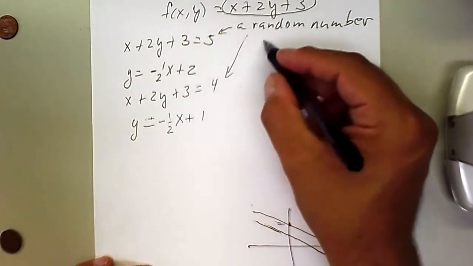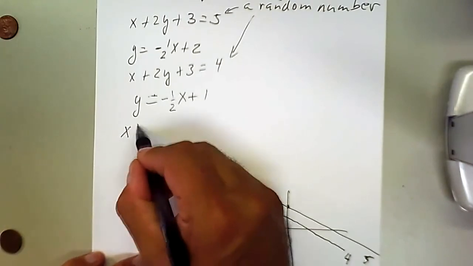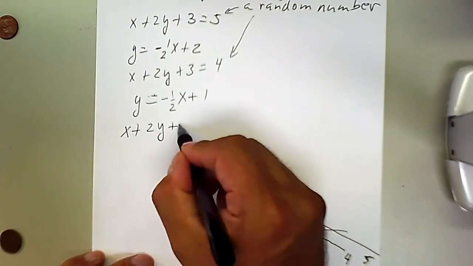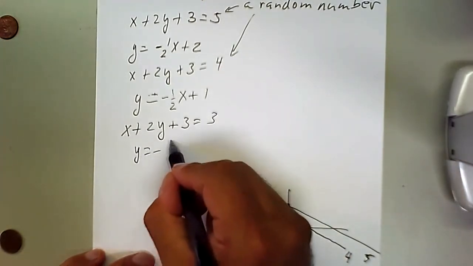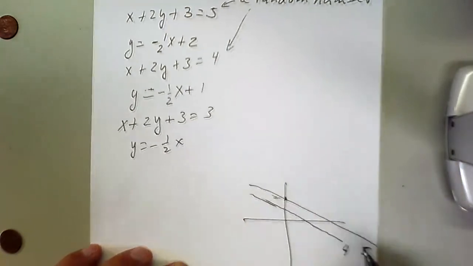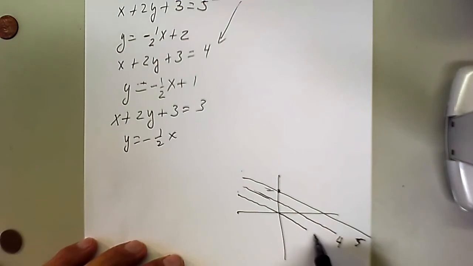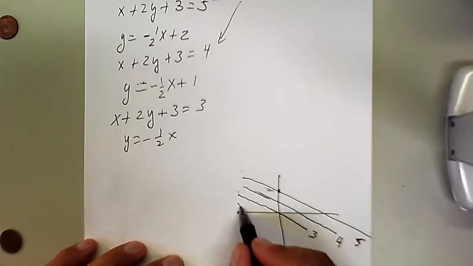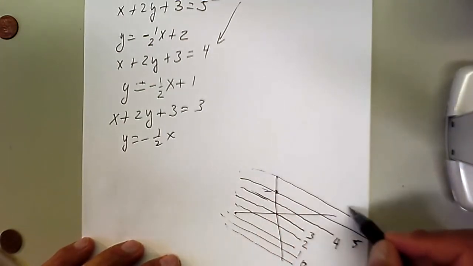Let's do one more. But I think we can figure out the pattern almost at this point. But let's do one more anyway. x plus 2y plus 3 equals 3. And of course, y is going to be negative half x. That's pretty clear because the 3 is simplified. So this line is going to be 3. Level curve for 3. And then we have a clear pattern. 2, 1, 0, negative 1, and so forth. And over here, we're going to have 6.